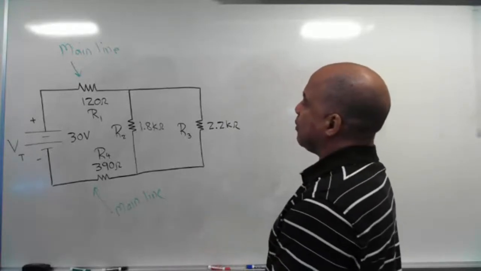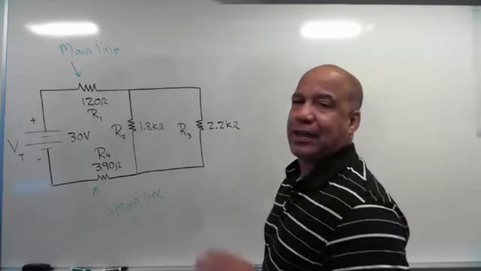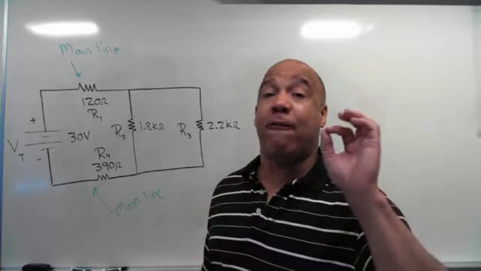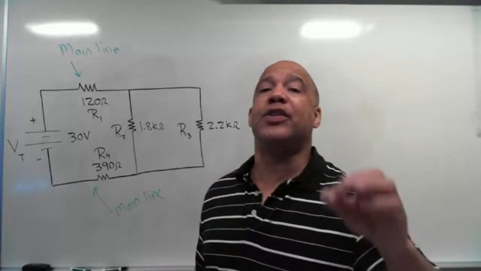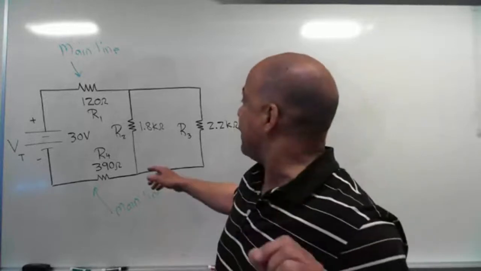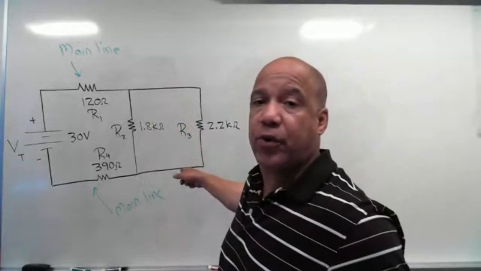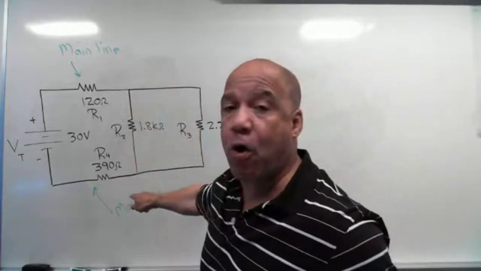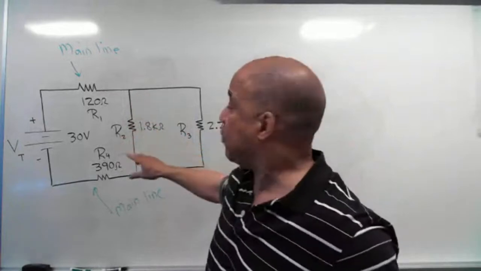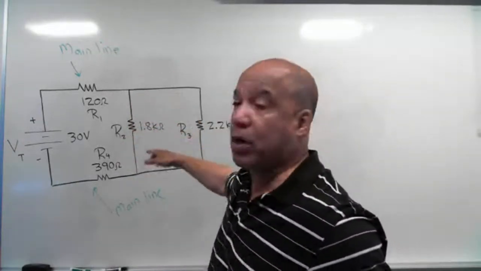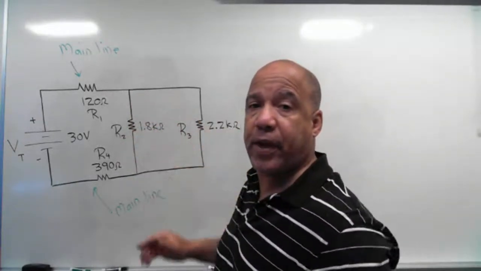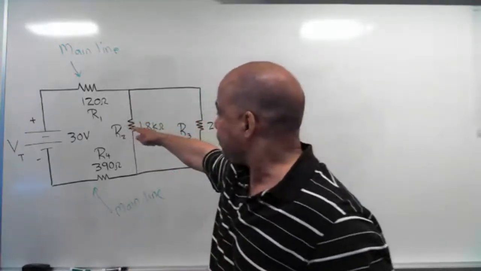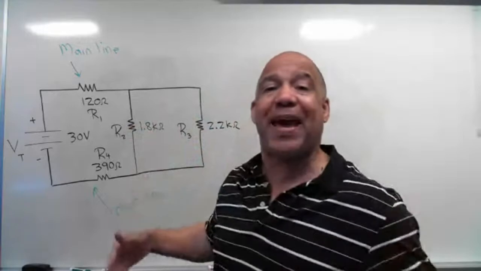It should also be clear to you that R1 and R4, now listen to how I say this, R1 and R4 are in series with the parallel combination of R2 and R3. Would you agree with that? I said R1 and R4 are in series with the parallel combination of R2 and R3. You see it? Yes. And R1 and R4 are in the main lines.